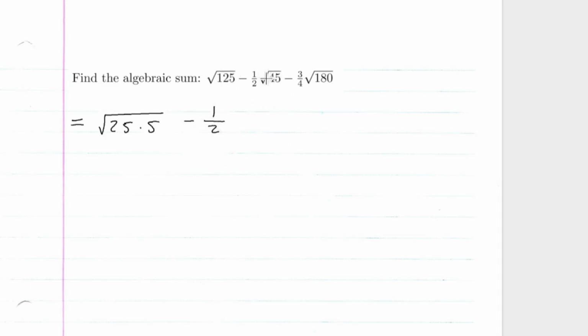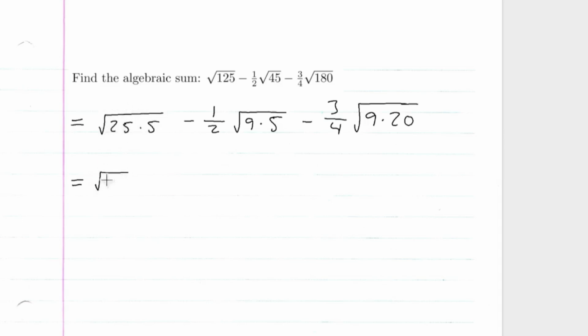And then a perfect square out of 45: I know 45 is the same as 9 times 5, where 9 is going to be my perfect square, minus 3 over 4. And then I know 180, I can get 9 times 20, where 9 is my perfect square there, right? So remember rules of radicals.